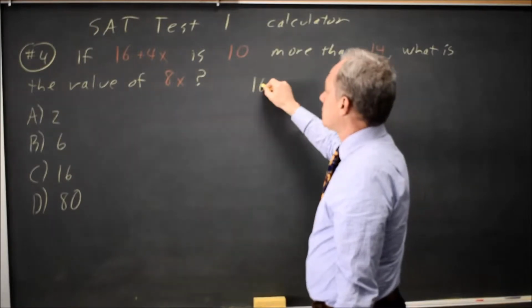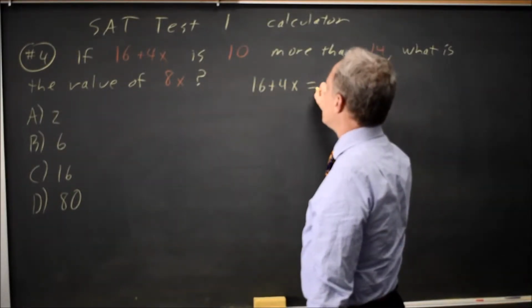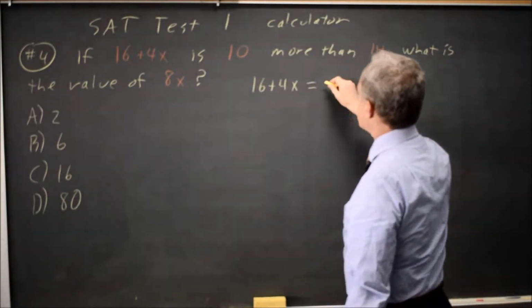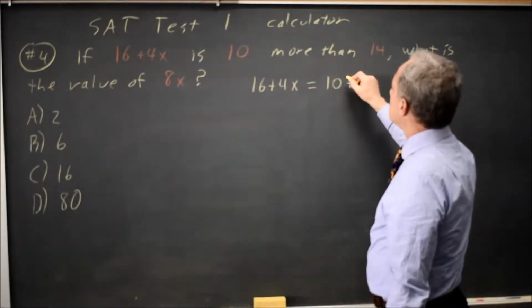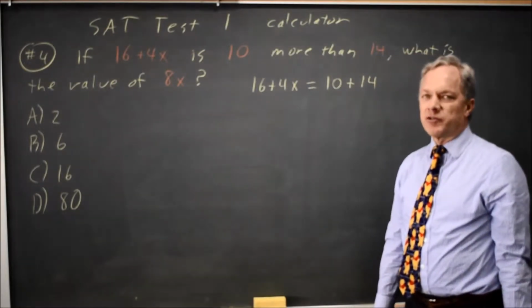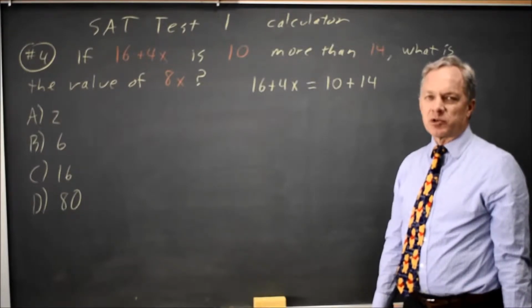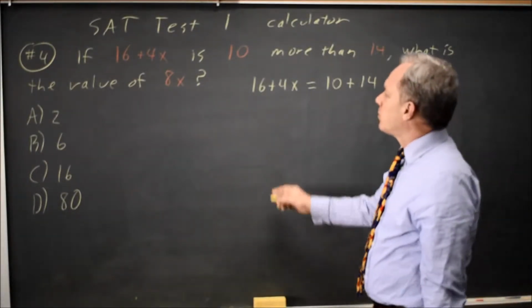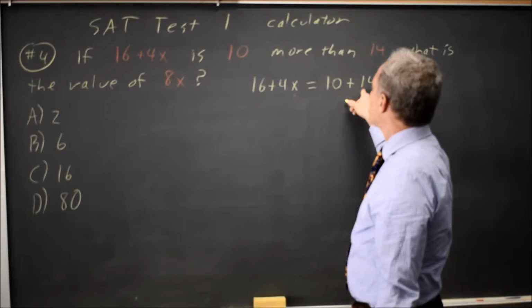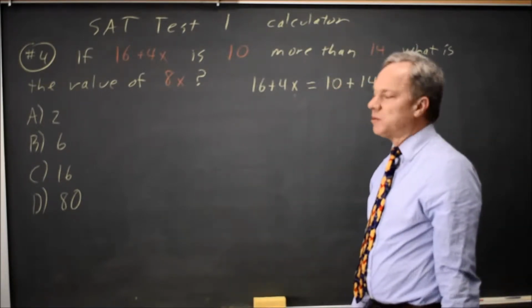I have 16 plus 4x is, translates as equals, 10 more than 14, so 10 plus 14. Be careful, we often put either the 10 or the 14 on the wrong side or subtract it rather than adding, but we want this expression to be more than 14 by 10, so you have to add 10 to the 14 to make them equal.